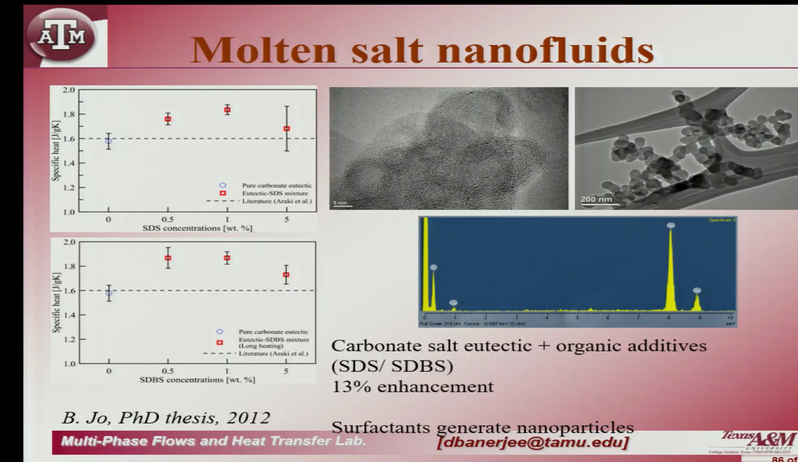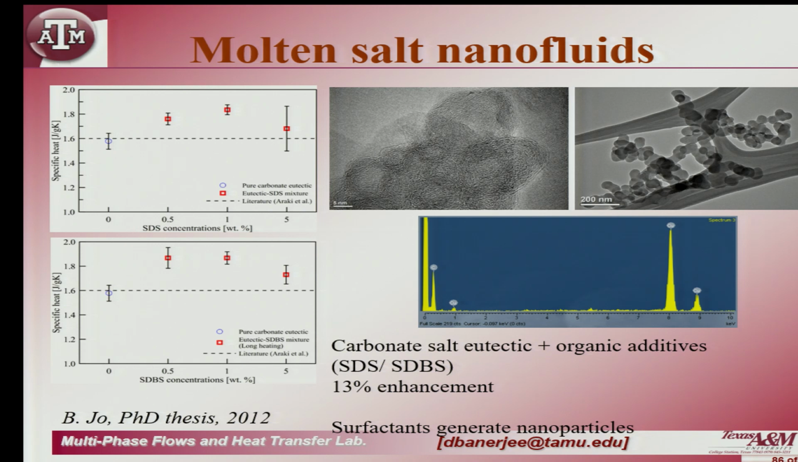So, we put this additive, which is a surfactant, SDS or SDBS, in the molten salt and we heated it up. The heat capacity went up and we were thinking what happened, and then we looked at it and saw we are forming carbon onions. Okay. And so, the carbon onions are increasing the heat capacity.